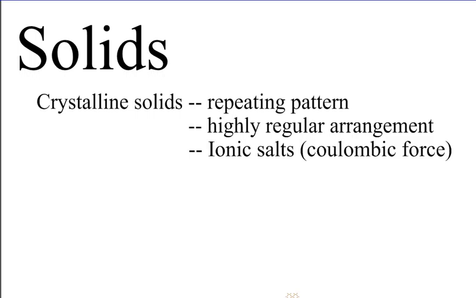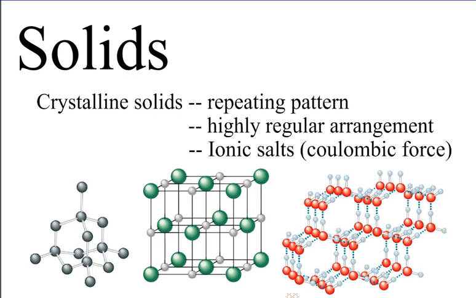Crystalline solids exhibit a repeating pattern of their structures. So, for example, all of these would be crystalline solids, and we'll talk about each one of these later. Typically, crystalline solids are ionic salts. However, there are some that are network covalent, and we're going to have a whole section on that in a few minutes. And some are molecular.